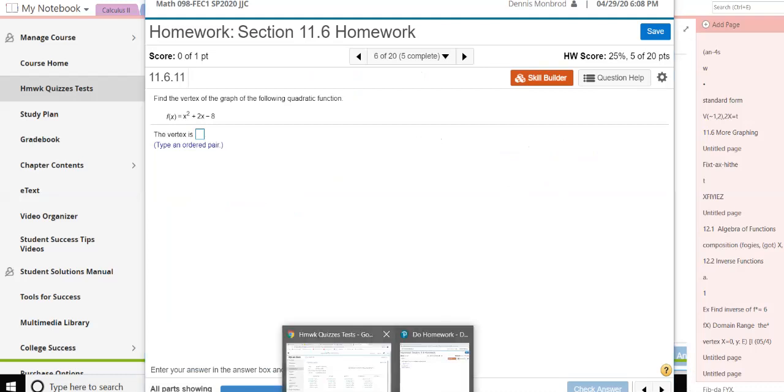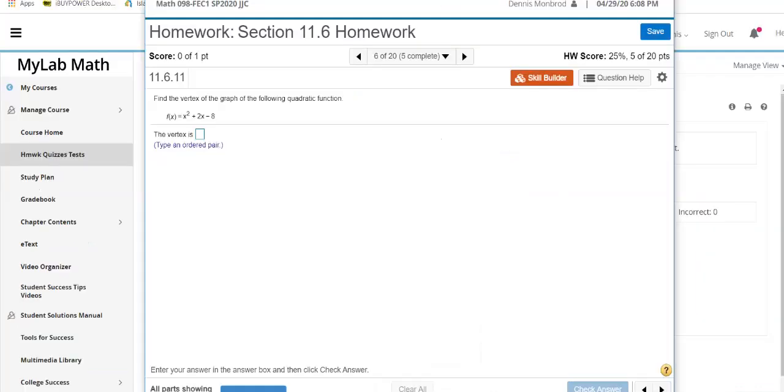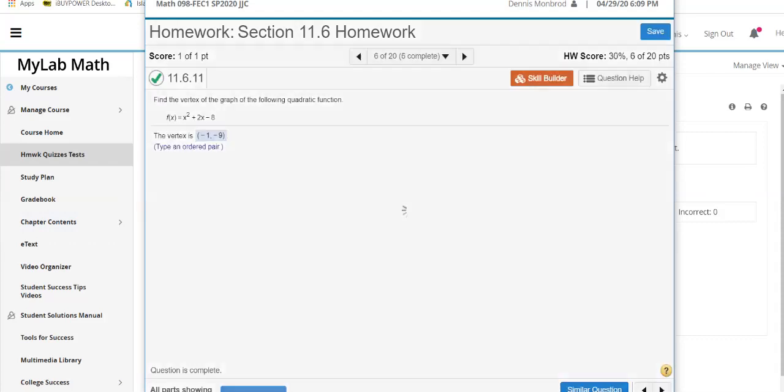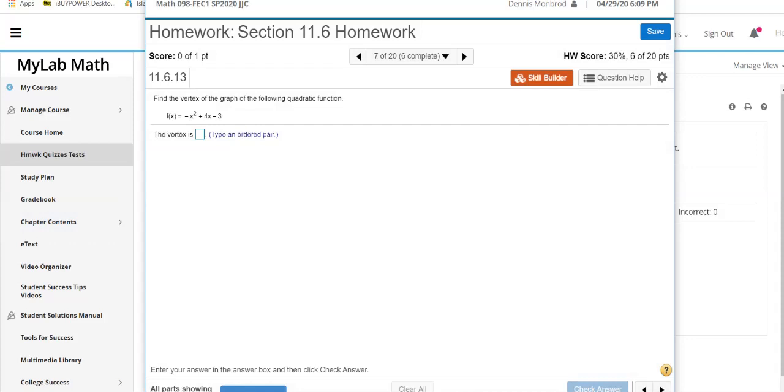Okay, let's get both of those in there, and then this one, -1, -9, type in ordered pair. Oops. It doesn't like it. Okay, check that. Okay, fantastic.